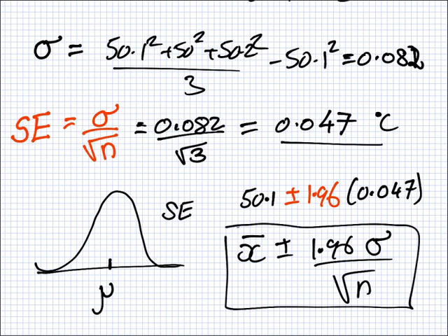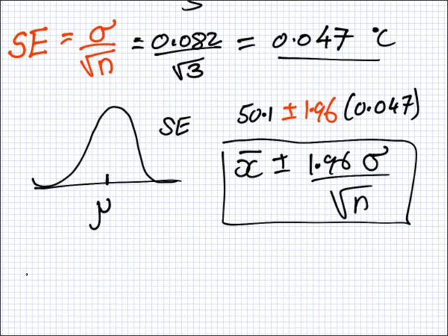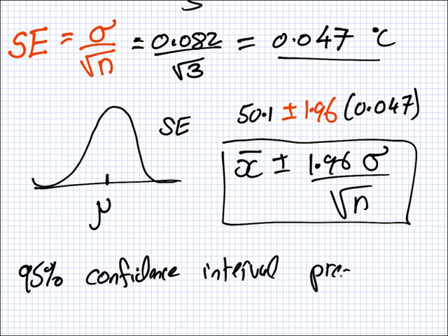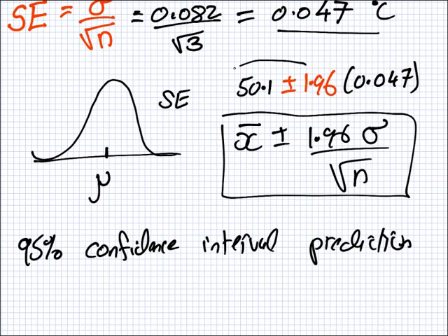This is a way to put boundaries on what you think the true average is. Because like I said, each student will have a slightly different average. You don't know what the true average is, but at least you can say 95% of the time it's between these two numbers. So, 95% confidence interval prediction. What is this, please? It's two values.